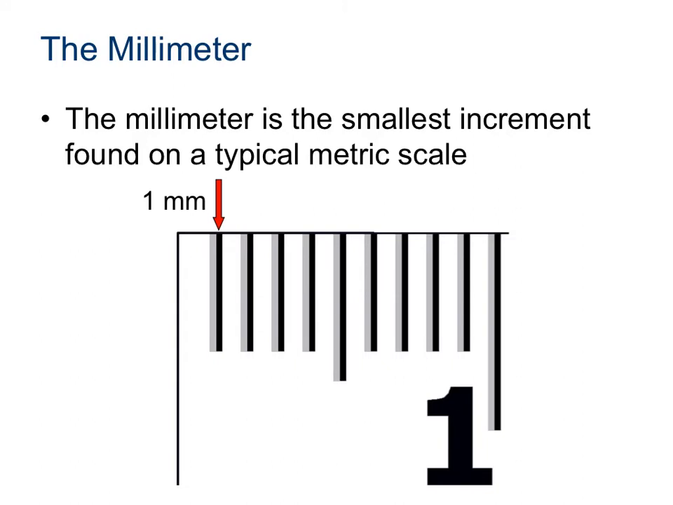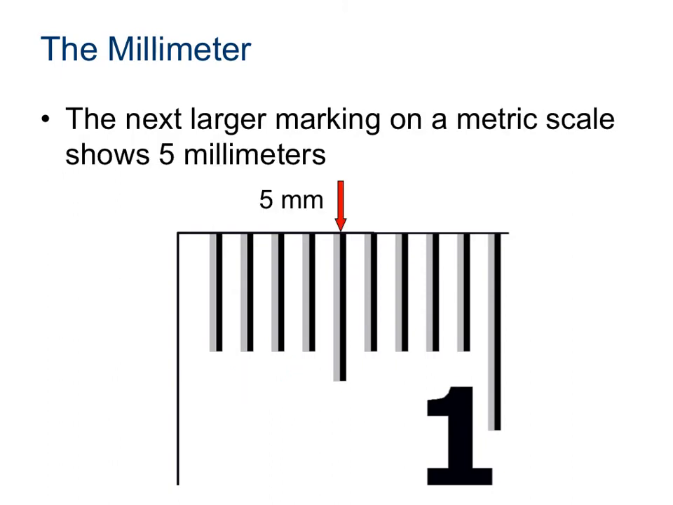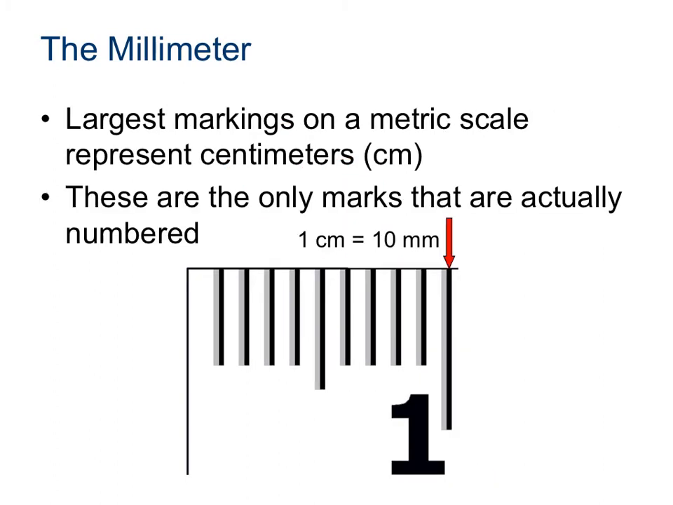When you get to the next one, this would be 2 millimeters. This third one would be 3 millimeters, 4 millimeters. Okay, so the next one after that is 5 millimeters. There are always going to be 10 increments within the metric scale because it's on a base of 10. So that's our second benchmark, right? It's our half mark, not our whole centimeter. These are the only things that are actually marked with a number, and this is something that you should know: 1 centimeter is equal to 10 millimeters.